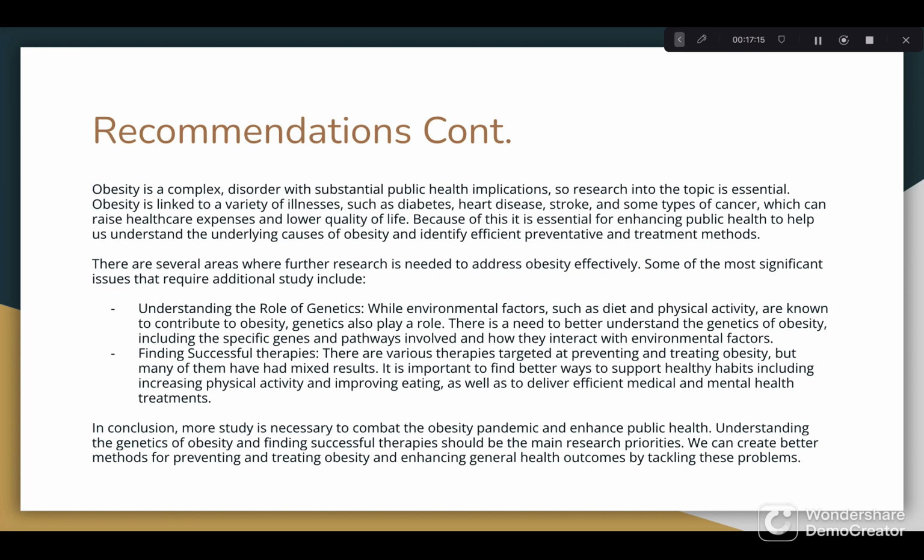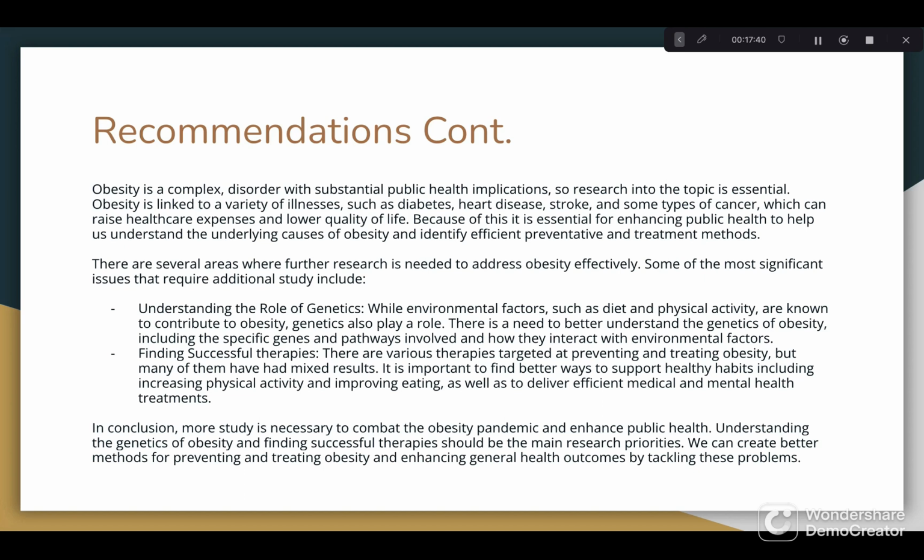Another one would be finding successful therapies. There are various therapies targeted at preventing and treating obesity, but many of them have mixed results. It is important for us to find better ways to support healthy habits, including increasing physical activity and improving eating, as well as to deliver efficient medical and mental health treatments.